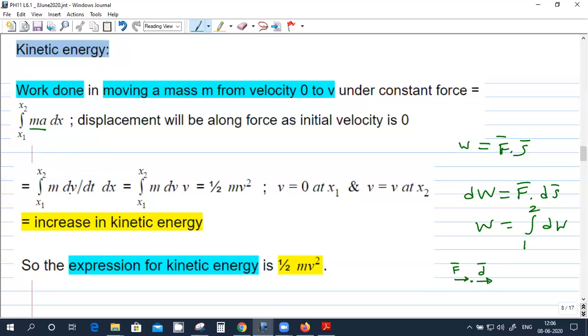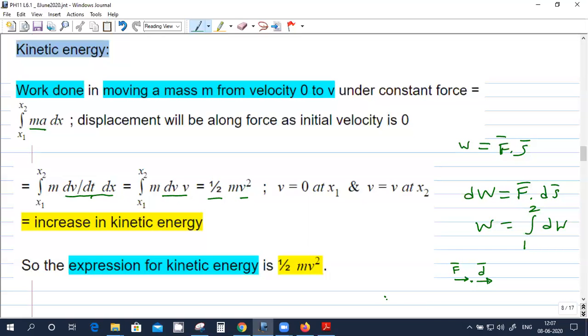So acceleration is dv by dt, and dx by dt is velocity. So you can rewrite this thing as dv by dt dx, as dv into v. Is this clear? Now we can integrate this one: integral of v is half v square. That you know, right?